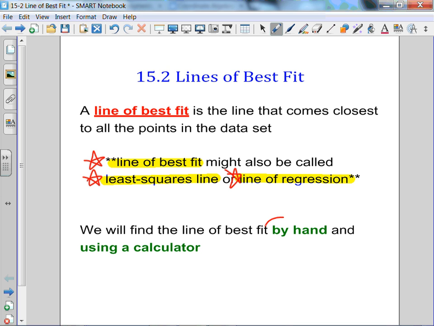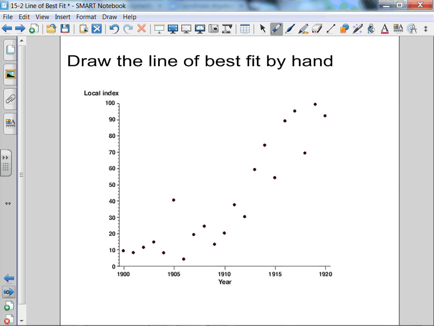We're going to find it two ways. We're going to find the line of best fit by hand, and then we're going to find it using a calculator. The first way we're going to talk about is by hand. Here are some examples. Write down maybe two of them. You can sketch them out quickly. Sketch two graphs, and then the rest of them you can just watch.